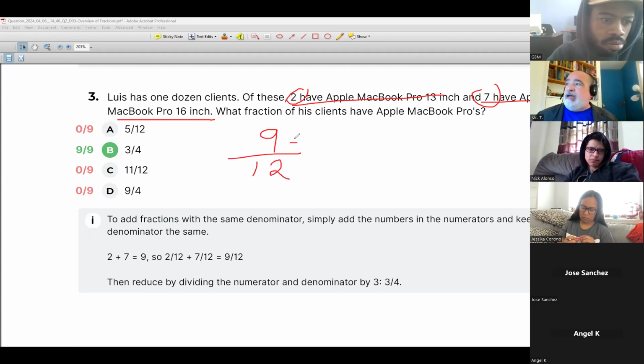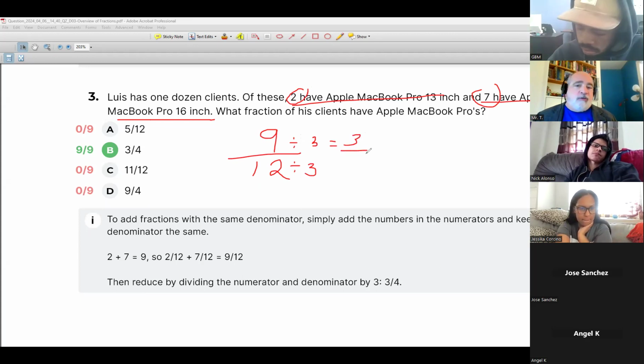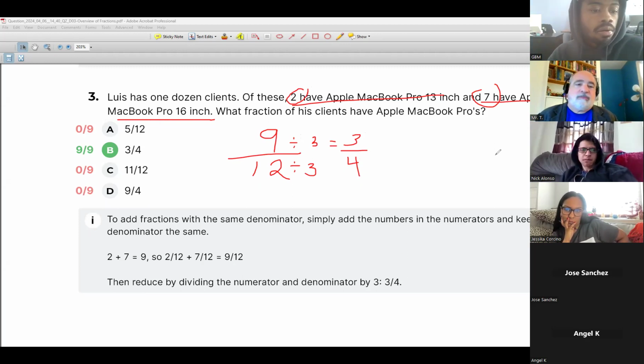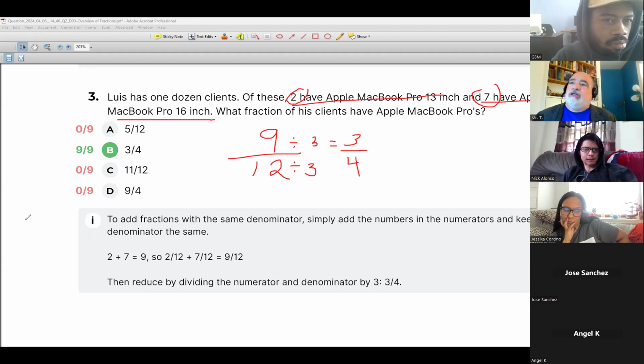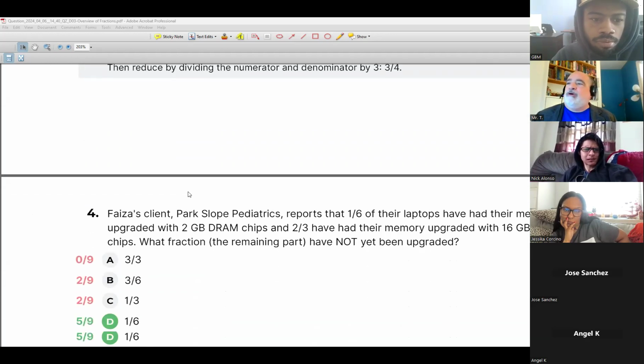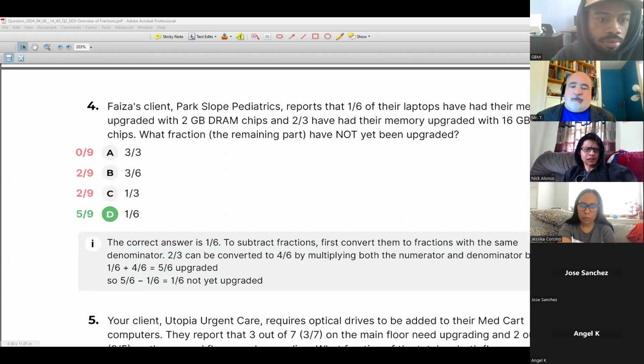And then what can I divide these by to simplify? 3. Yeah, 3 is a common factor. 3 goes into 9 3 times, 3, 6, 9. 3 goes into 12 4 times, 3, 6, 9, 12. So again, it just happens coincidentally that it's the same answer, 3/4. Questions? No. Okay, great. Again, everyone got it right. Good.